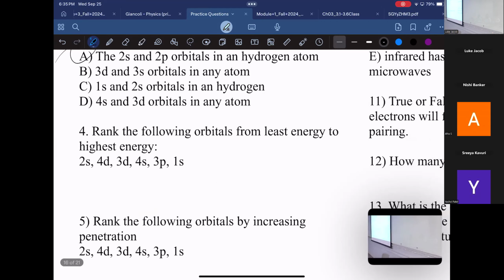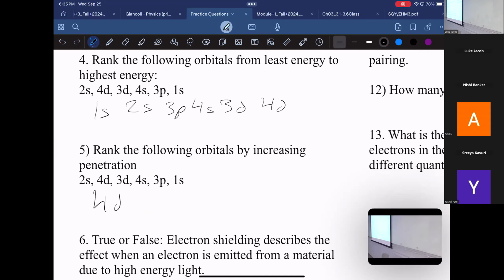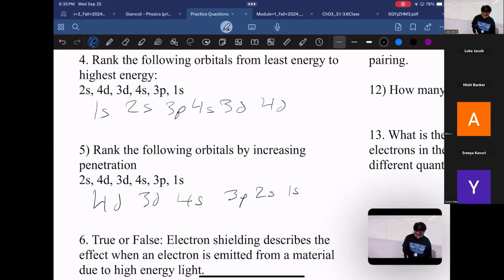All right. So can anyone order them from least energy to the most energy? I just kind of go down the list, like 1s, 2s, wherever. That's what I do. 1s, 2s, 3p, 4s, 3d, 4d. Does everyone understand how I got that? If you were to write it all out, that's how the order would be. And then likewise with the penetration, it would just be the reverse of that. So it would be 4d, 3d, 4s, 3p, 2s, 1s. All right, sound good?